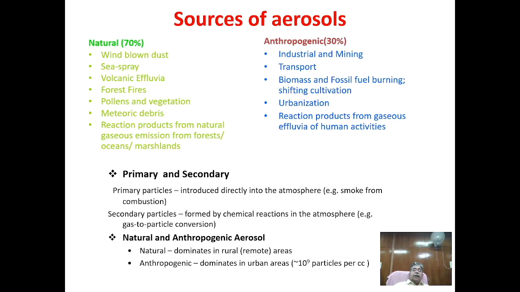The various sources of aerosols can be categorized as natural and anthropogenic. The natural aerosols, as we know, are wind-blown dust, sea sprays, volcanic flux, and forest fires, which sometimes contribute to natural aerosols also. Then pollens, vegetation, and even meteoritic debris, and then the various reactions from natural gases occurring in the forest, and the small particle formation. They are all part of natural aerosols which are produced in the atmosphere.